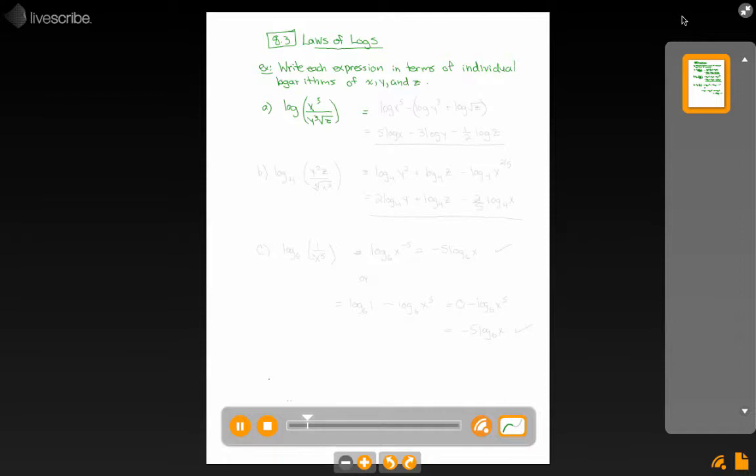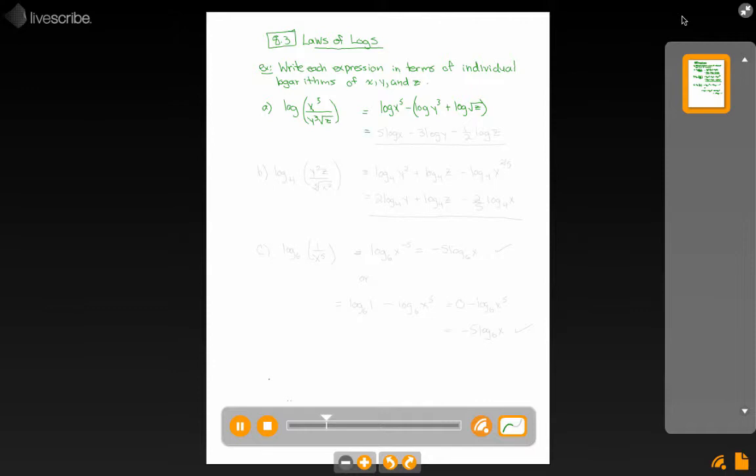logs. If we use the laws that we just went through, we could write this as log of x to the fifth minus the log of y cubed plus log of square root of z. And notice those are in brackets because they were both in the denominator.